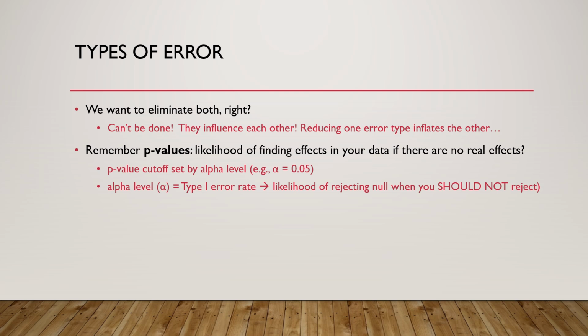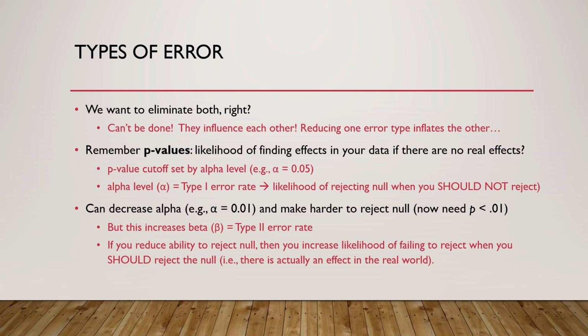This alpha level is the type 1 error rate. It's the likelihood of rejecting the null when we shouldn't reject the null hypothesis, of saying that there is something interesting when in fact there isn't anything interesting. That is our error rate. And so we say, okay, I need to set a point where I'm only going to accept significance if there's a less than 5% likelihood of getting a type 1 error.